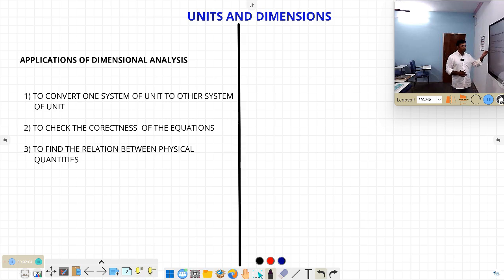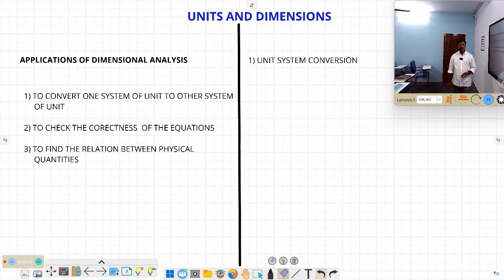So here also the last application is most important. In some types of competitive examinations, if you don't know the formula, you can derive the formula using this method. If you practice very well, in a short time you can find the relation, you can find the formula, and using the method you can solve the problem in the examination.